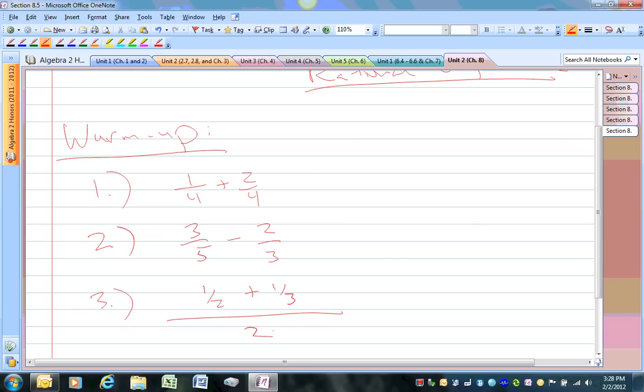So I'm going to do this right now. Number 1 is easy. Changing colors, go to blue. Because the denominators are the same, you get 3/4. But here you need to find the LCD, least common denominator. In this case it's going to be 15. Because the least common multiple of 3 and 5 is 15.